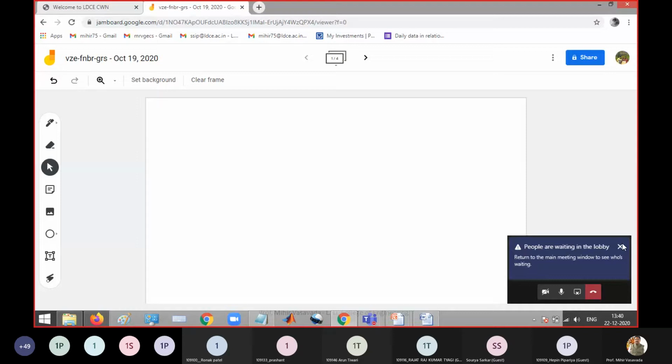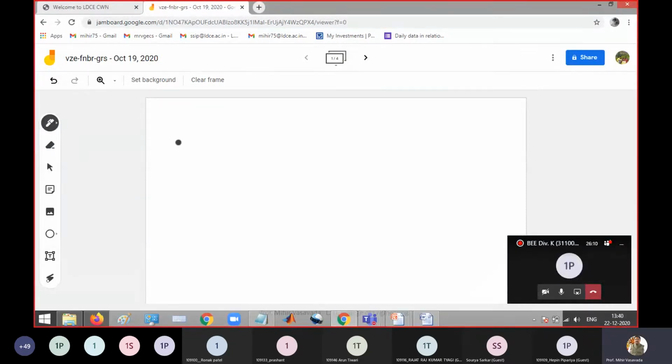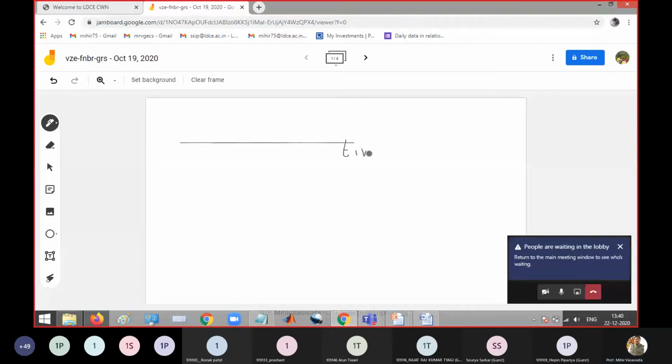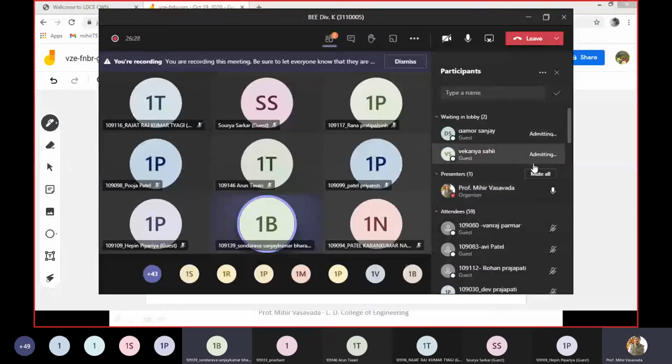Visible. Okay. So if you take simple stuff, this is your time axis, as you know. Right. And this is the magnitude. Keep yourself muted so that there is no background noise, right?